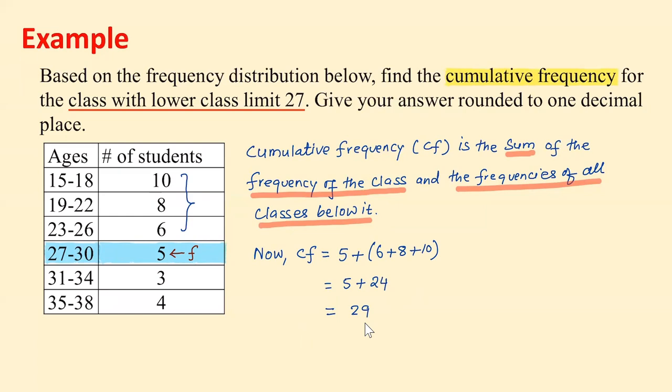In other words, the total number of data values, or total number of observations, up to 30, from 15 all the way up to 30, is 29. So cumulative frequency will give you the total number of observations up to that point. In this case, up to 30. In this data set, the total number of observations up to 30 is 29.